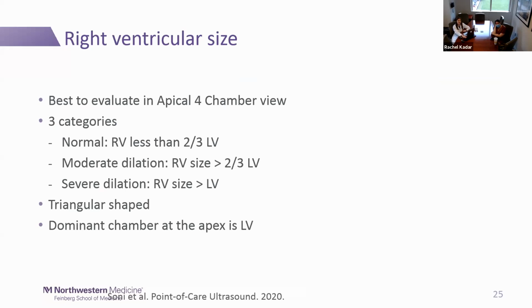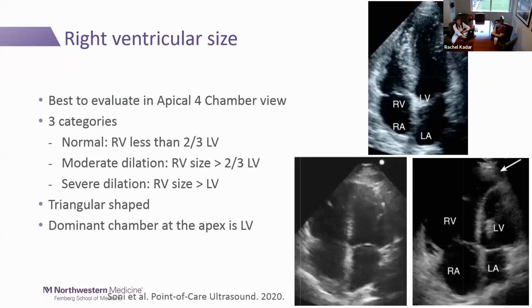The other thing is that the RV should be triangular shaped. As you have acute RV failure, that right ventricle will start to dilate and kind of balloon out. In addition, the dominant chamber at the apex should be the left ventricle. So here's some pictures. I want you to take a second to look at each picture and think in your mind which category you would put each right ventricle in.